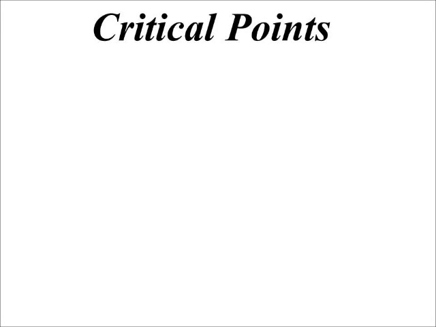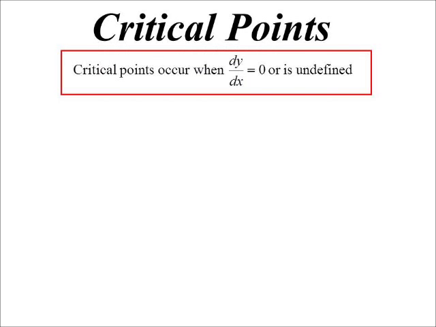Critical points. It's an interesting term, critical points. Here's the definition. Basically, any time when the derivative is equal to 0 or is undefined, we call those critical points. So basically, if the derivative is equal to 0, that's where we have a horizontal tangent. And so on a graph, you would expect to see a turning point.